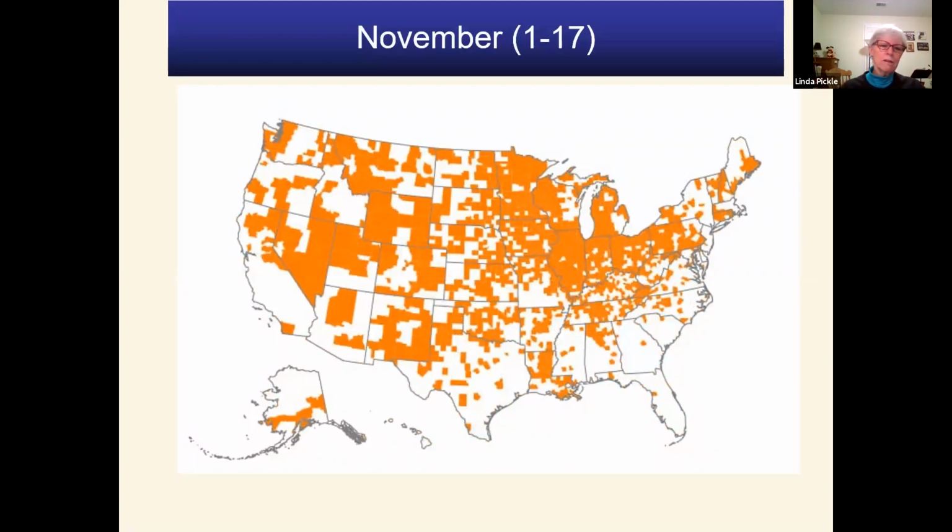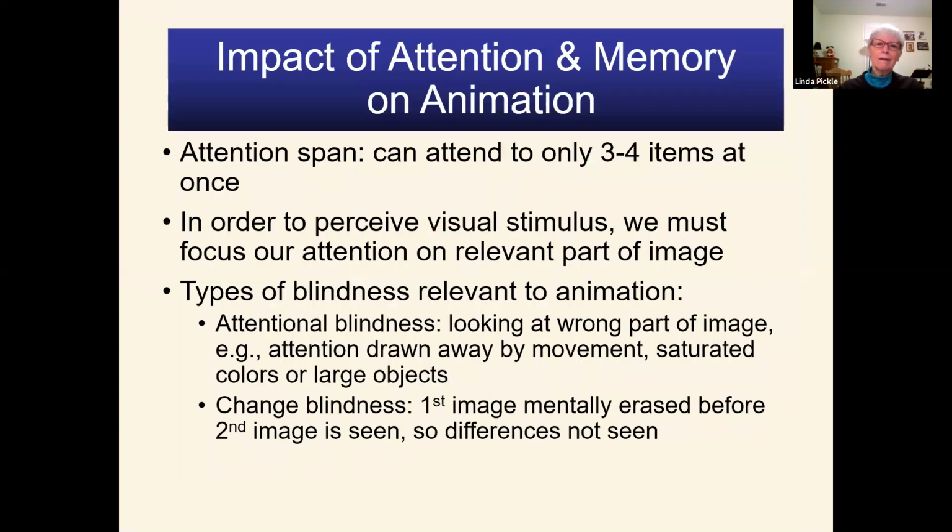Now, other than noticing that most of the counties peaked in the latest period in early November, could you see your hometown and when that peaked, or your favorite county, when did that peak, if not here? Probably not. This was just a binary map. And the animation was slow. So what was the problem here? Well, the problem was attention and memory and the impact on animation.